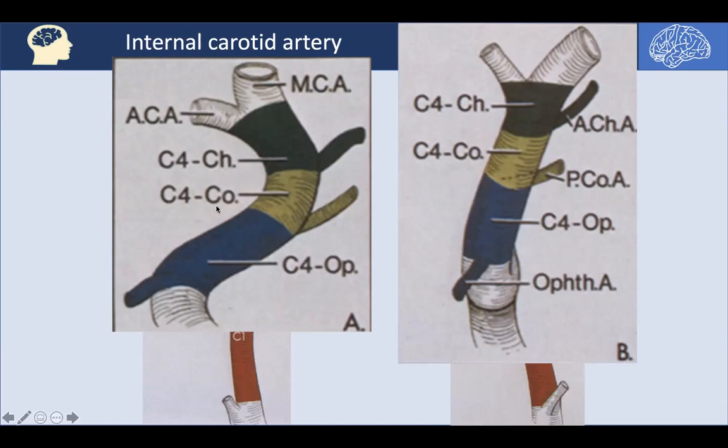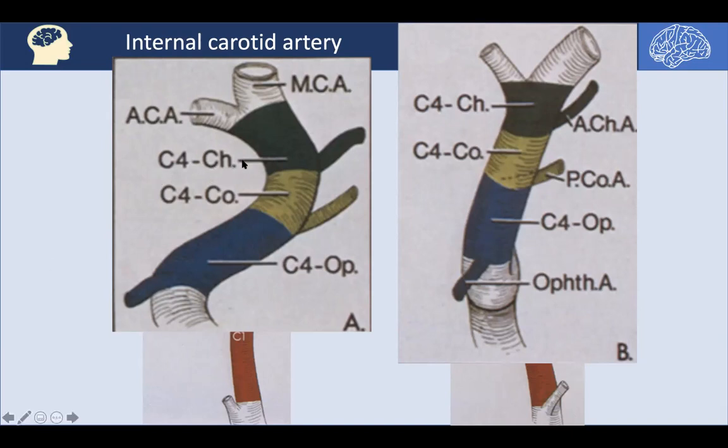And the second segment, the communicating segment, the yellow one over here, which gives rise to the posterior communicating artery, which will unite with the P1 segment of the posterior cerebral artery to form the P2 segment of the PCA. And that's contributing to the posterior circulation.